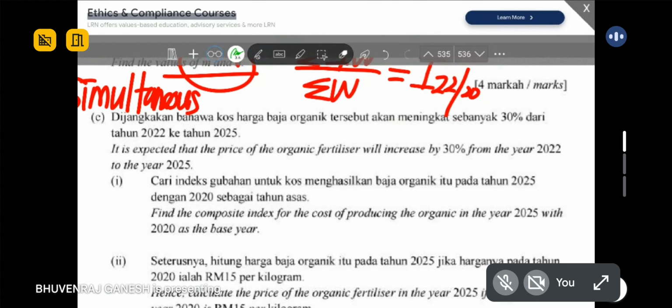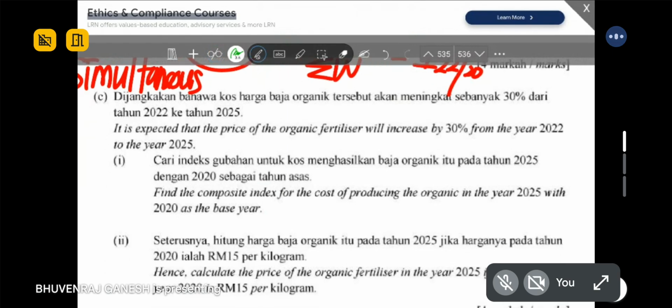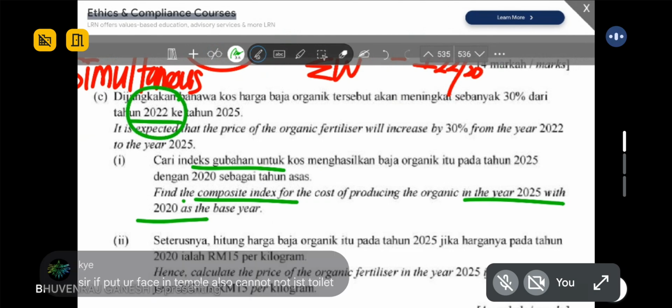Okay, so next one. This question, C1. So the question is, find the composite index, index gubahan, for 2025 based on 2020. So guys, you see how many years you have here?